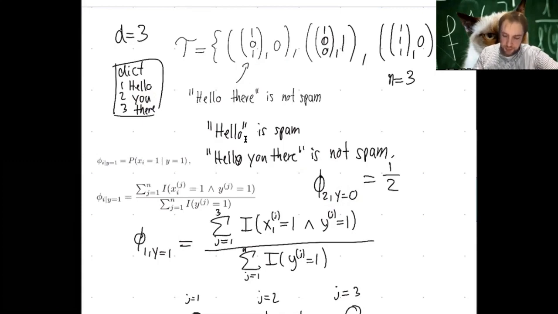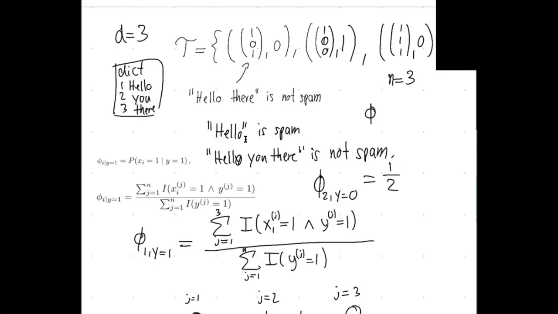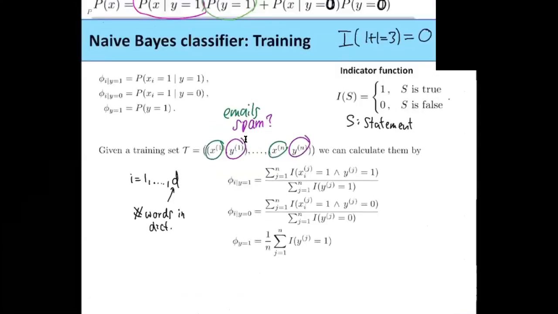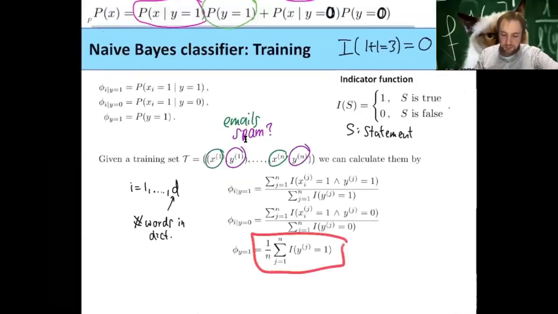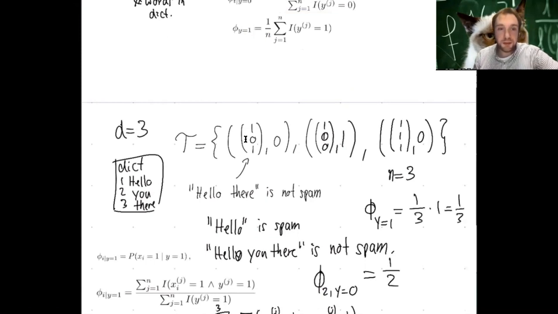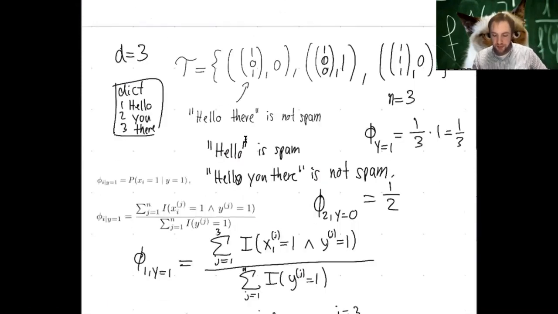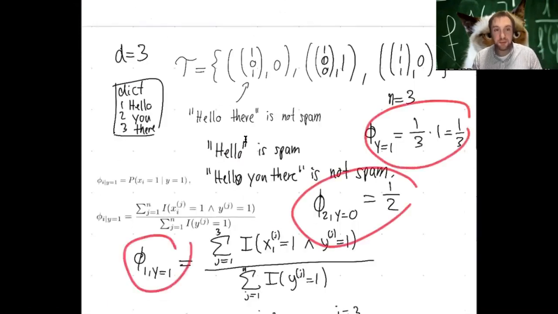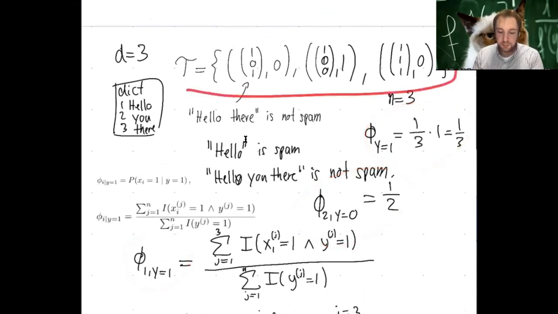And for example, what is the y? Y equals 1. So what is the probability of an email being spam? Well, in this case, I have 3 emails and one of them is spam. So in this case, the probability is 1/3. And this is how you calculate these numbers from a given training example.